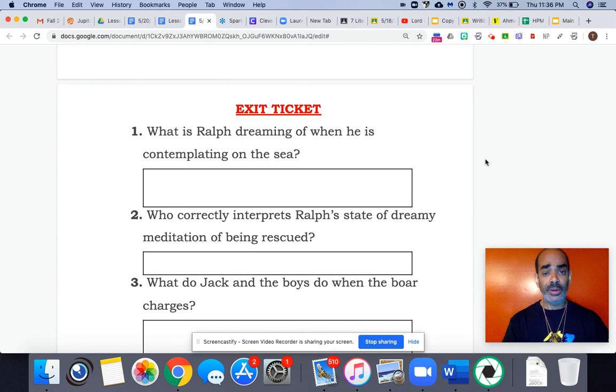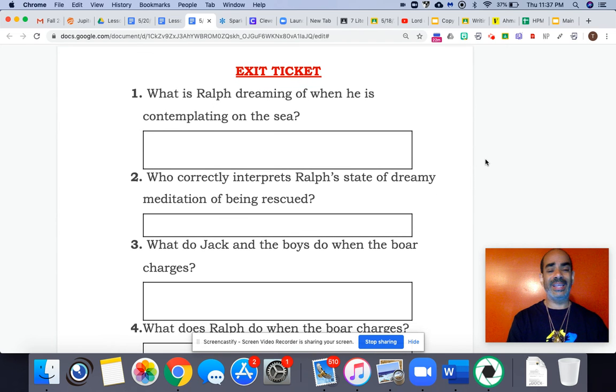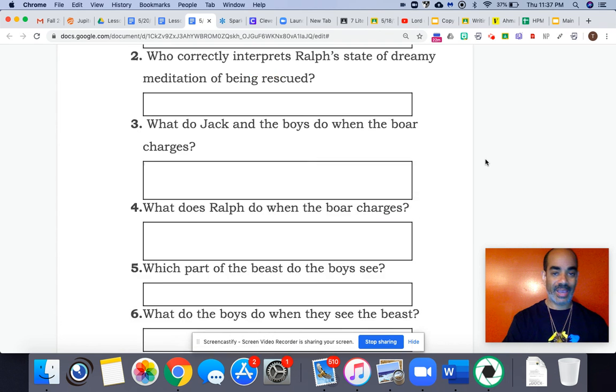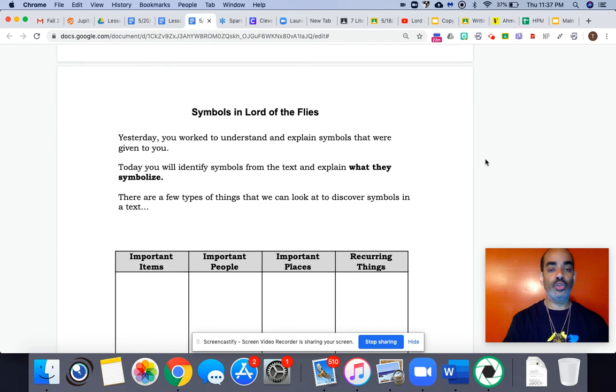Now, moving forward, the exit ticket for today. What is Ralph dreaming of when he's contemplating the sea? And who correctly interprets Ralph's state of that dreamy meditation of being rescued? So answer these questions. Then we're working on symbolism and symbols. We think in pictures. So what is the imagery created to get the deeper meaning across? Yesterday, you worked to understand and explain symbols that were given to you. Today, you will identify symbols from the text and explain what they symbolize.